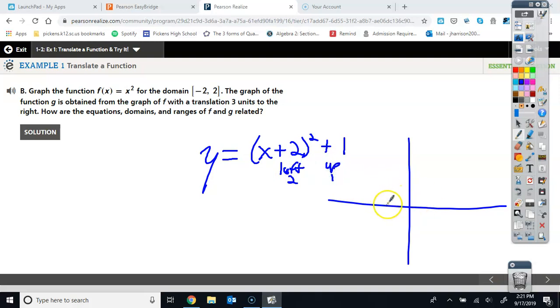And so left 2 and up 1 would be a point right here for my vertex, and then my graph would open upwards. And we'll talk about why that happens here in just a little bit. So you have these vertical and horizontal translations. The number on the inside moves it left and right. The number on the outside moves it up and down. Always take the opposite of this number though.